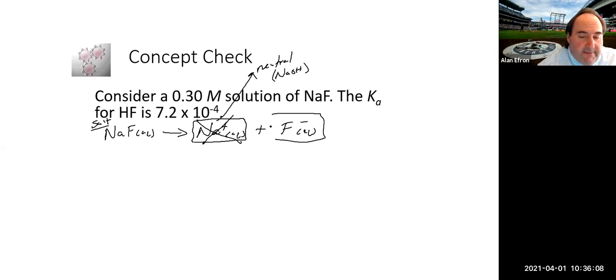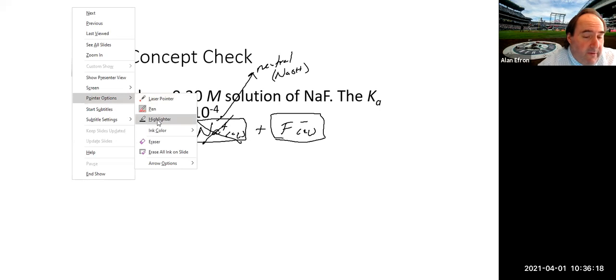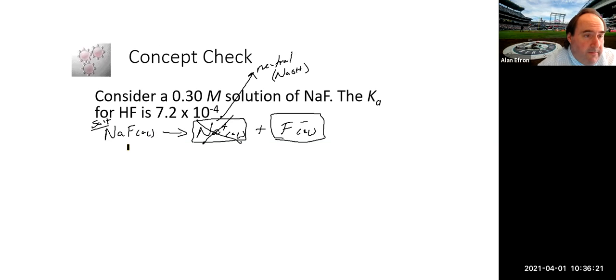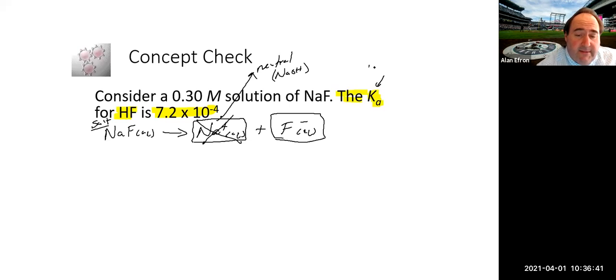What about F minus? Well, F minus comes from a weak acid. How do I know it comes from a weak acid? Well, this is where it's really important to read the whole problem. And if we read the whole problem, it says the Ka value of HF is 7.2 times 10 to the minus 4. So what does that mean? Well, I see here Ka value. I automatically think to myself, that's a weak acid, right? And what is the weak acid?